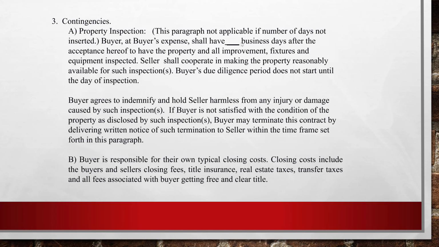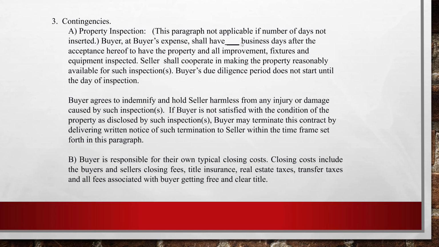It's very, very important. You want to make sure you're not buying something that you haven't had time to take a look at. Buyer agrees to indemnify and hold seller harmless from any injury or damage caused by the inspection. If buyer is not satisfied with the condition of the property as disclosed by the inspection, the buyer may terminate this contract by delivered notice of such written termination to seller within the time frame set forth in this paragraph.